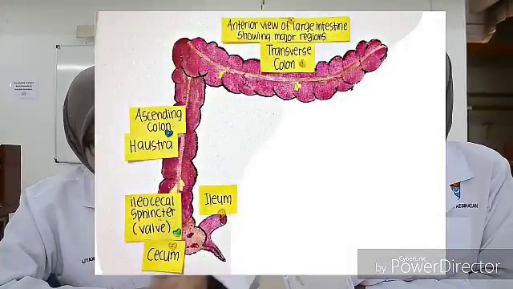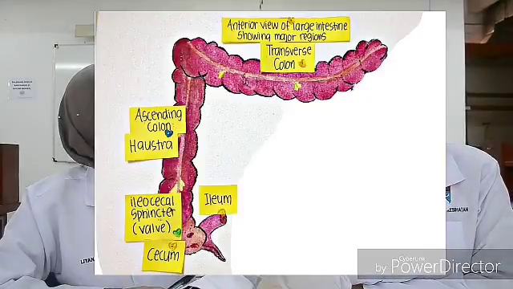Structurally, there are four main parts of the large intestine, which are the cecum, colon, rectum, and anal canal. The opening from the ileum into the large intestine is guarded by a fold of mucous membrane called the ileocecal sphincter. It's actually a valve that allows material from the small intestine to pass into the large intestine.